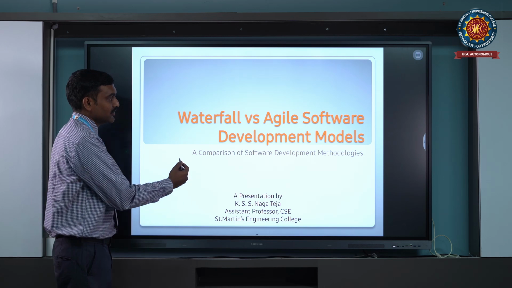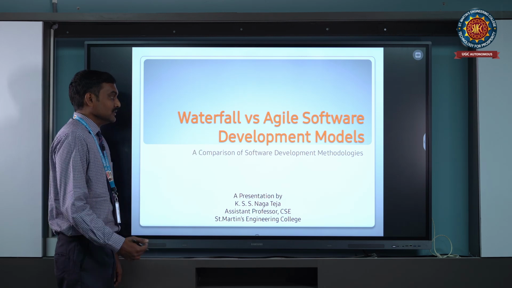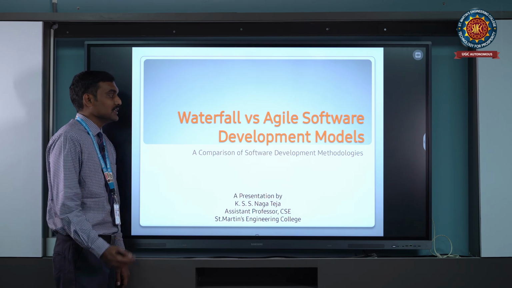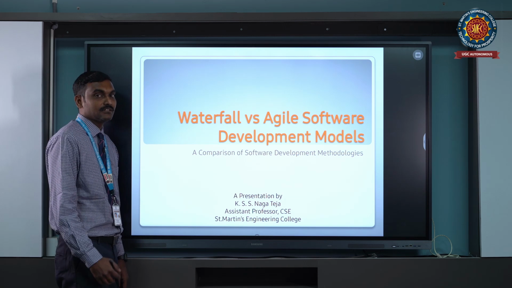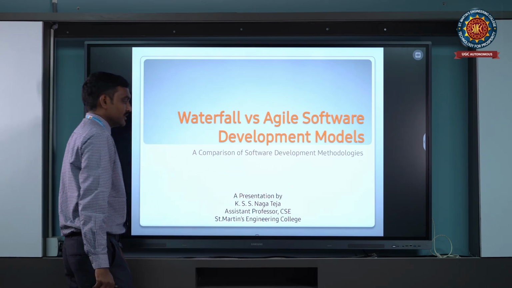Today I will explain about software methodologies, the different kinds of software methodologies we will treat. The first one is the waterfall model, the second one is the agile model. These two models I will try to explain. These are the different software development approaches that we see in the software industry. The first one we will see is the waterfall model.